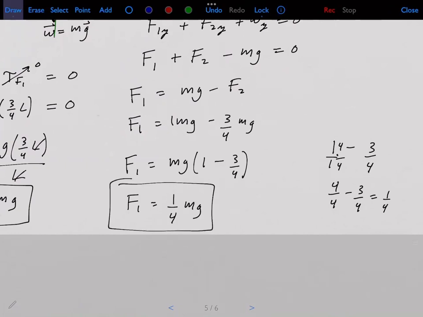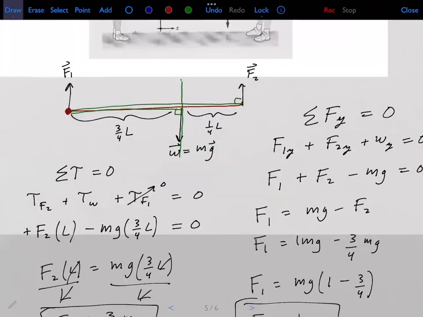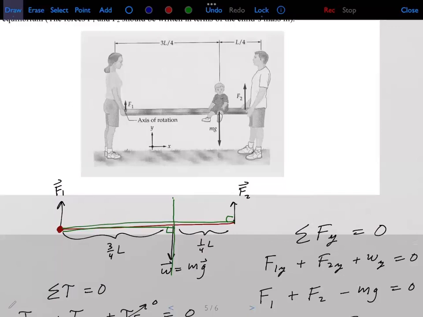So he has to exert the larger force here because the child is sitting much closer to him. He's exerting 3/4 the weight of the child, and she's exerting 1/4 the weight of the child, and that will hold up the child, assuming that the weight of the board is negligible, right? If you had the weight of the board, you'd have to include that in too. So that wasn't too bad, right? That was similar to that first question that we did.